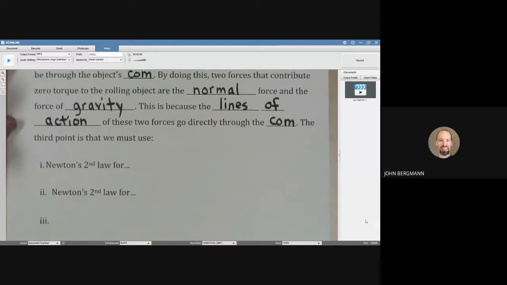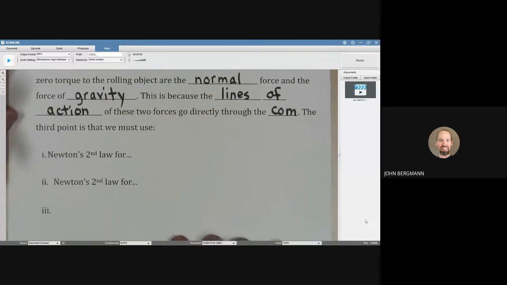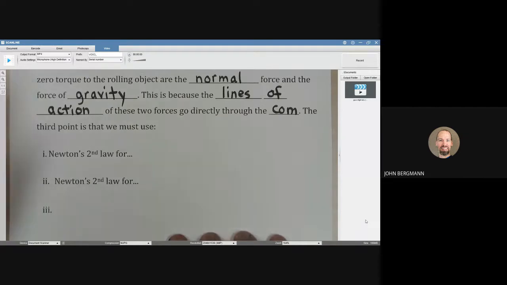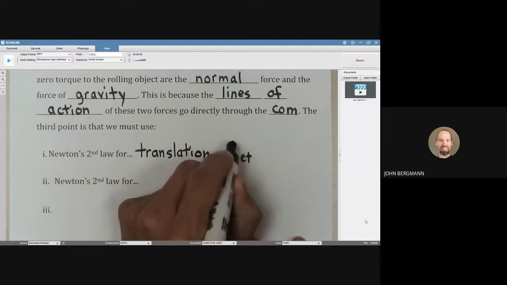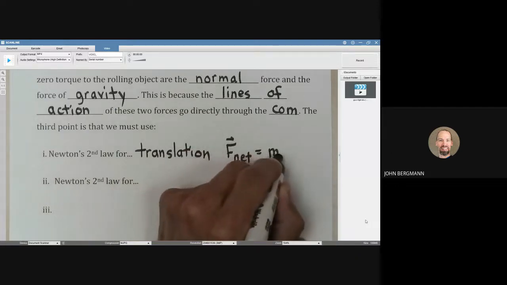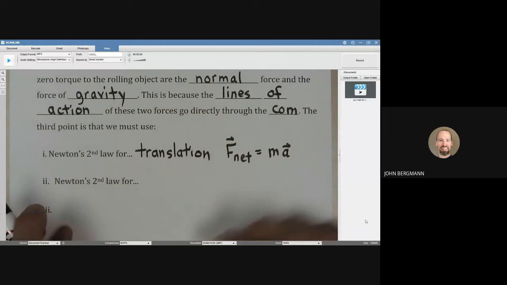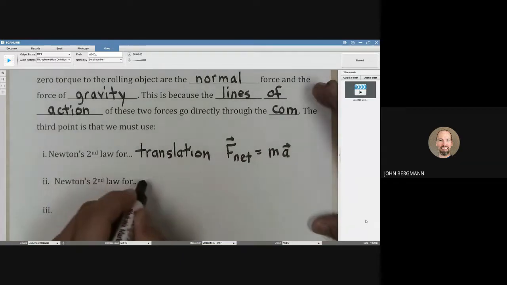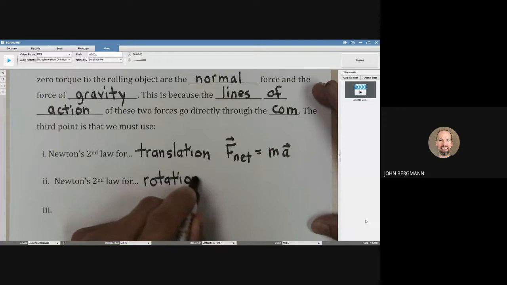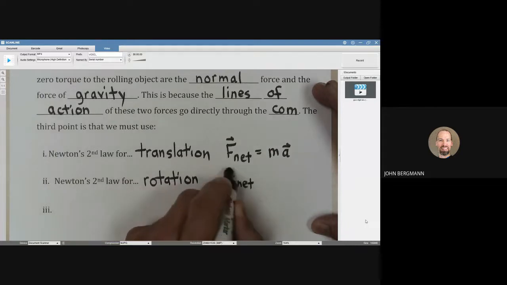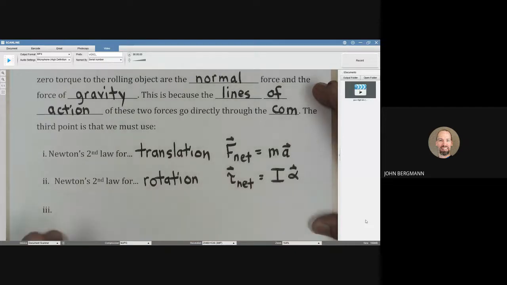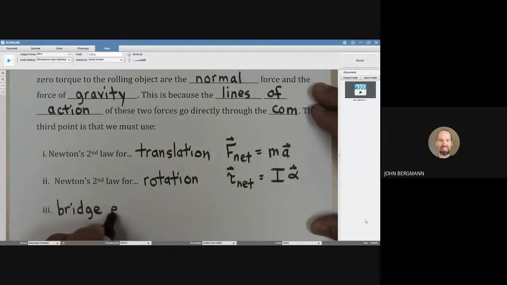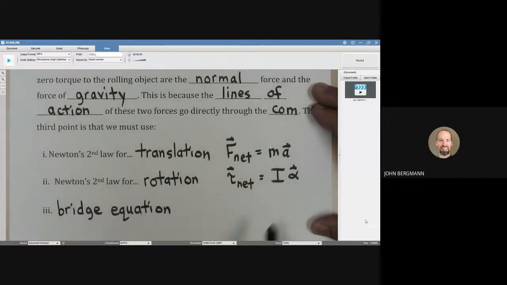Lastly, whenever you're doing rolling problems, you need to use Newton's second law for translation, which we know and love to be F net is equal to mass times acceleration. You also have to use Newton's second law for rotation, which is the net torque is equal to the moment of inertia times the angular acceleration. And finally, you need to use a bridge equation that connects these two.